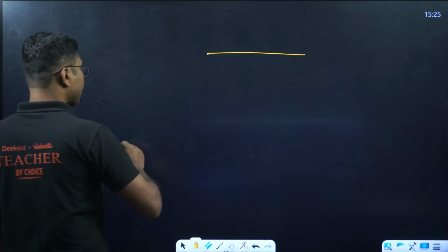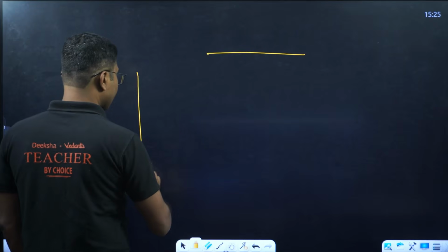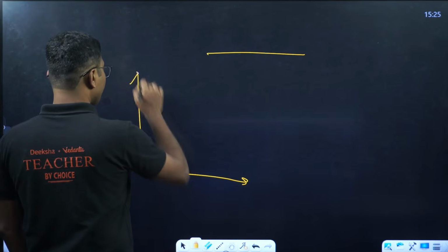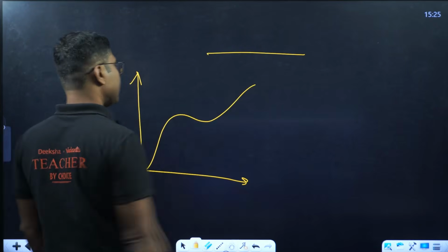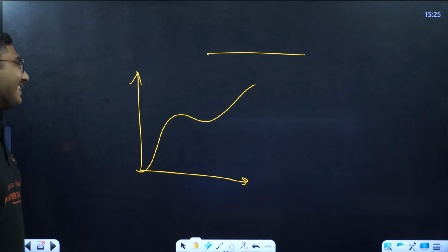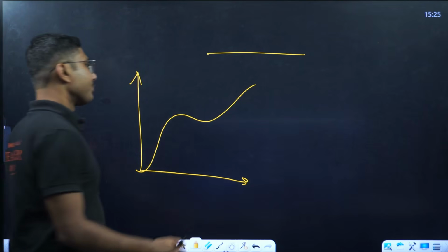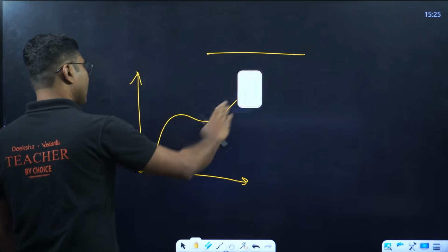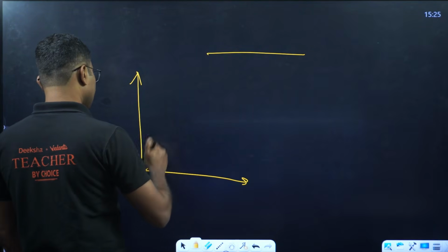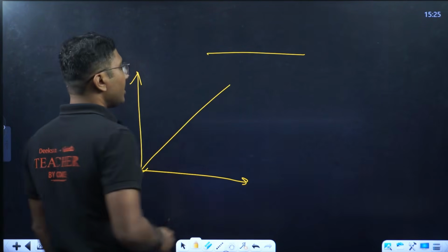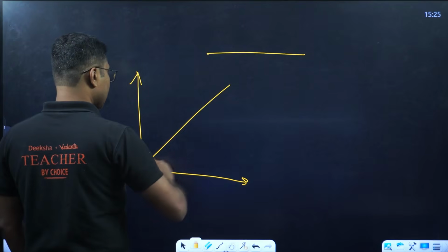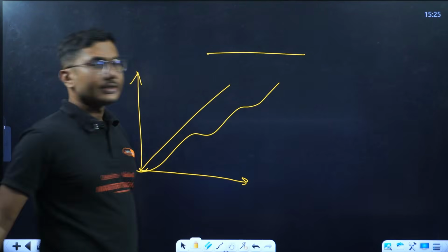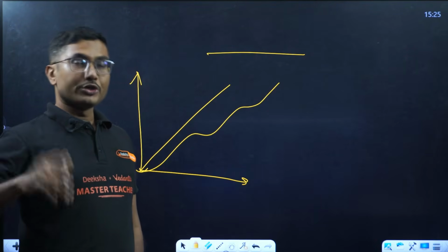Now if the object is moving, suppose we have x and y axes. Okay, the object is moving, suppose something like this. So what will happen in these cases? It can be a path which is not along x or y, a straight line graph, or a curved graph. In both cases we need to use the motion in 2D equations.